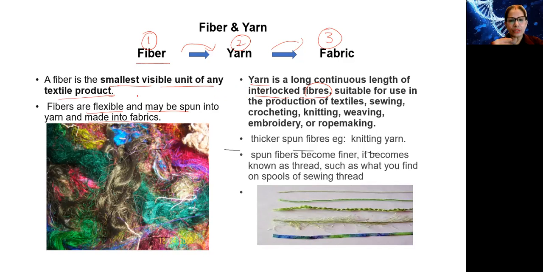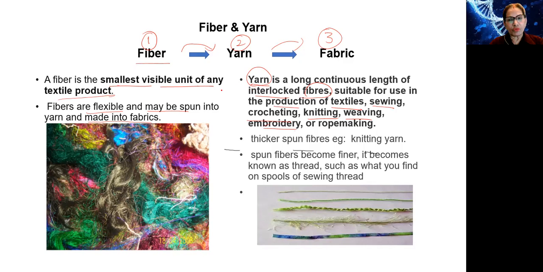yarn is long, continuous, and it is interlocked fibers which are suitable for the production of textile, sewing, crocheting, knitting, weaving, embroidery. All this we use this yarn. So we are using the yarn which has fibers. Are you understanding the difference between fiber and yarn? So fiber is the basic unit of any textile product which is visible, and yarn is the fibers which have been interlocked continuously. It's a continuous long thread-like structure, and it is made up of these fibers.